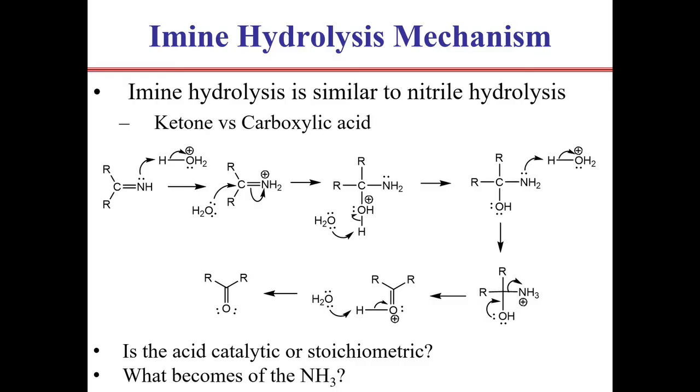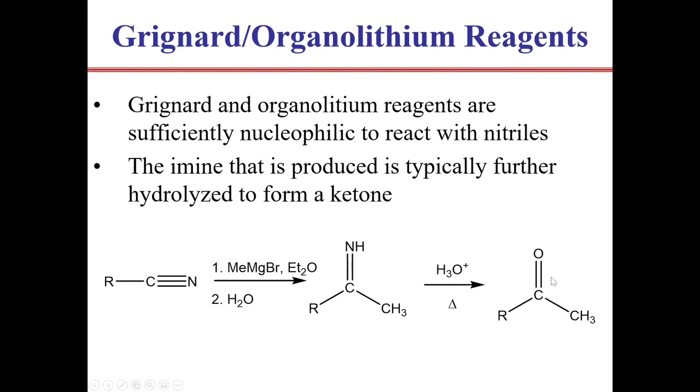Now, before we start walking through this mechanism, I would encourage you to count the number of steps. 1, 2, 3, 4, 5, 6. And guess what? This is a SNAC mechanism. This isn't an acyl group, but we're definitely conducting a substitution reaction, where this nitrogen is being substituted off in place of an oxygen. This is an acid hydrolysis of an imine to form a ketone.